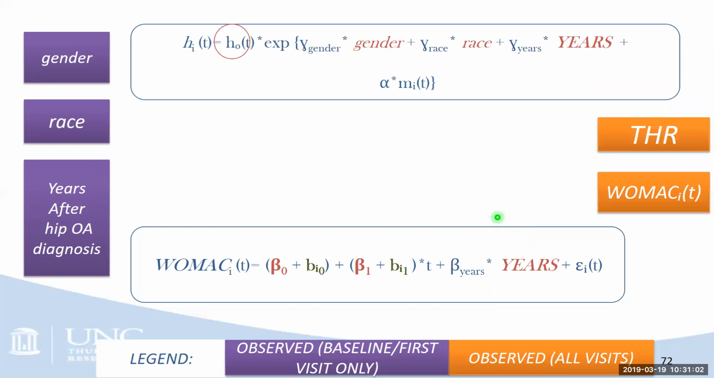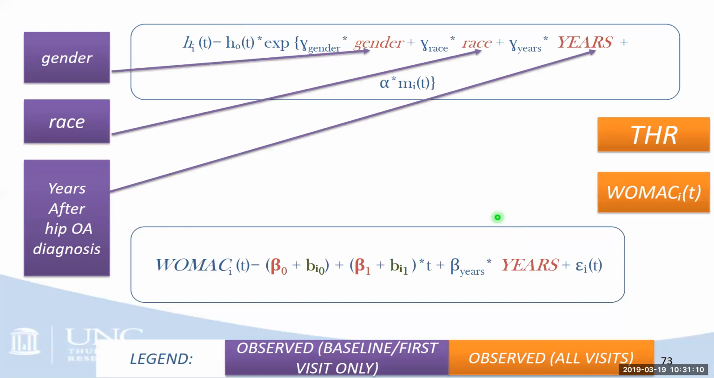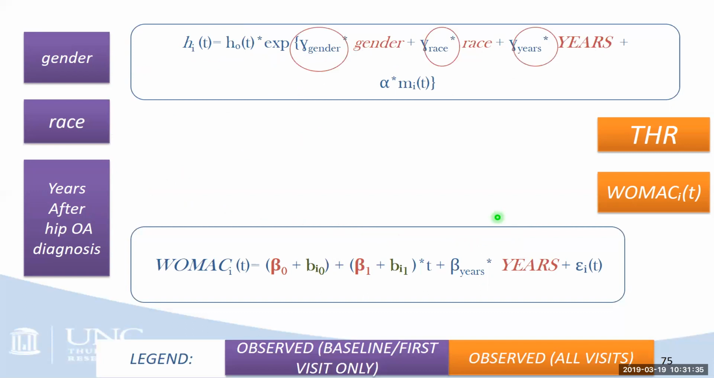Now let's look at the equation for the survival submodel. Here, h_0(t) is the baseline hazard. And we adjusted the model for gender, race, and years after the diagnosis. You can see that the baseline covariates can be shared between models. So we adjusted both the Cox PH model and the LMM for years after hip OA diagnosis, but they don't have to be the same. And here, gamma_gender, gamma_race, and gamma_years are the regression coefficients for the corresponding baseline covariates.